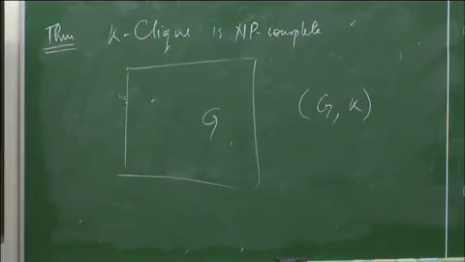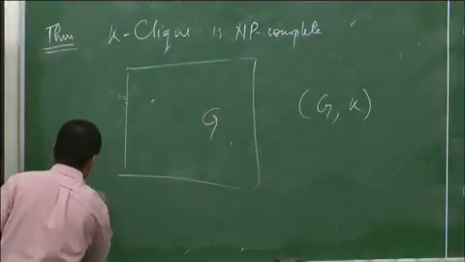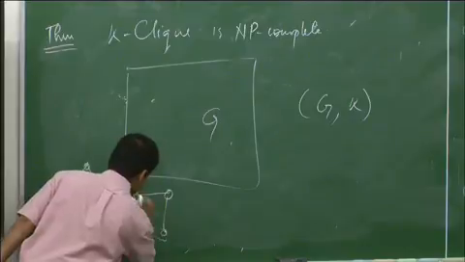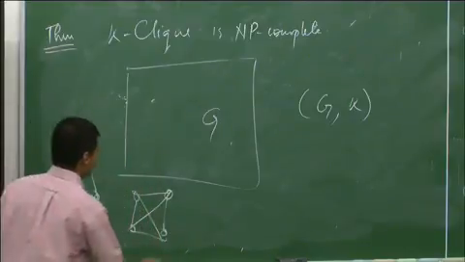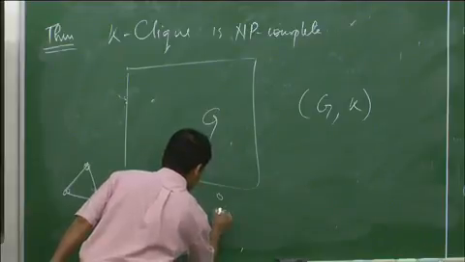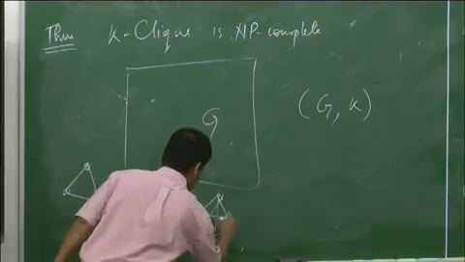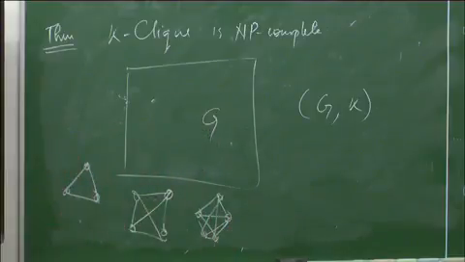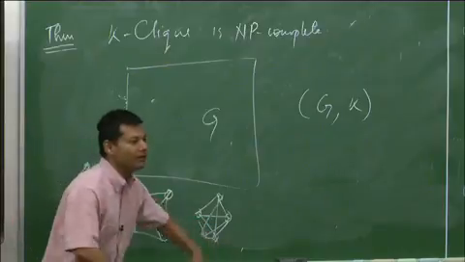Once again, what is a clique? A clique is simply a bunch of nodes that are all connected to each other. So, here is a 3 clique, and here is a 4 clique, and likewise I can do a 5 clique. I think I have connected everybody. So, this is a 3 clique, 4 clique, 5, and so on and so forth.